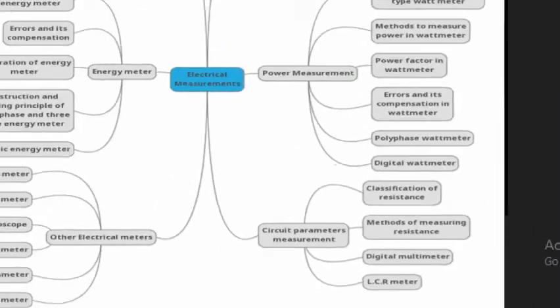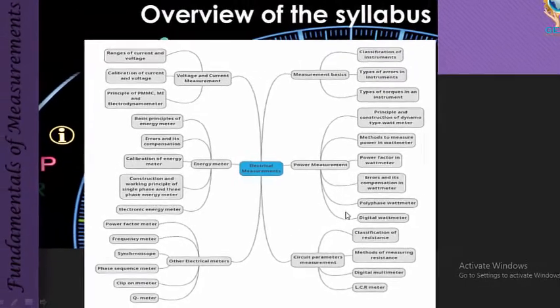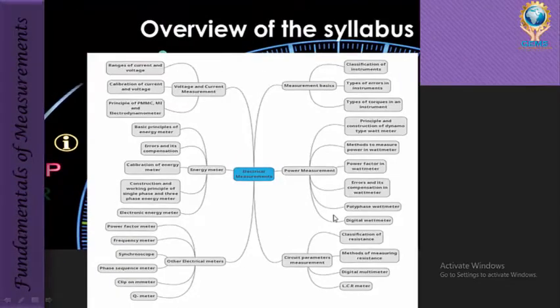So these are the different topics present in the electrical measurement subject. I hope you got an overview of what you are going to learn in this subject.